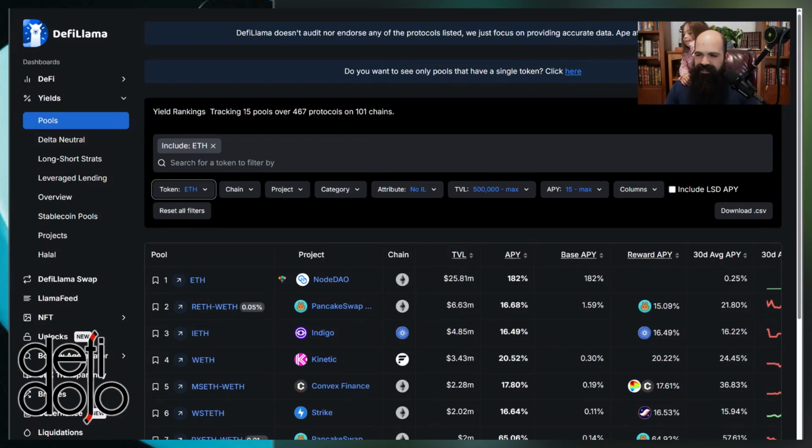TVL, here's one example of where you would want to think twice. You have an APY of 182%, but then a 30-day average of 0.25%. Probably this is not going to be a consistent yield. It's probably an anomalous yield. Maybe there's some metric that got slightly off. Maybe something has gone weird, and you wouldn't want to enter this today, assuming you're going to get 180% tomorrow.